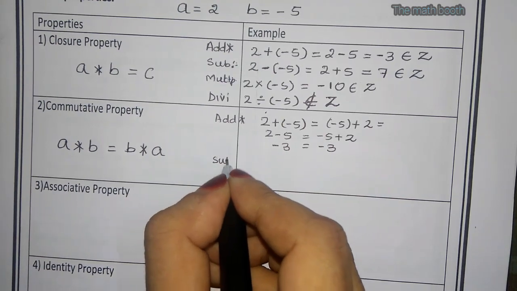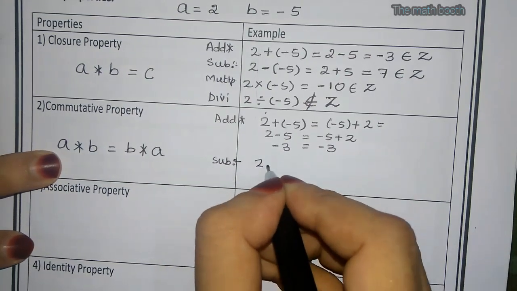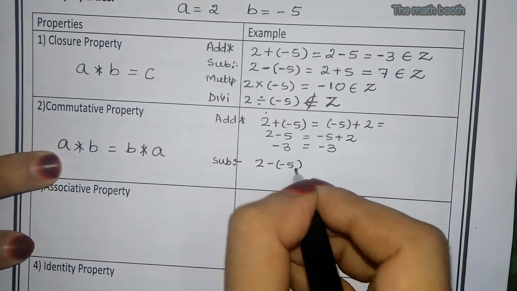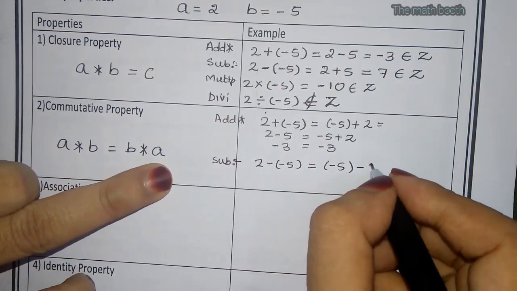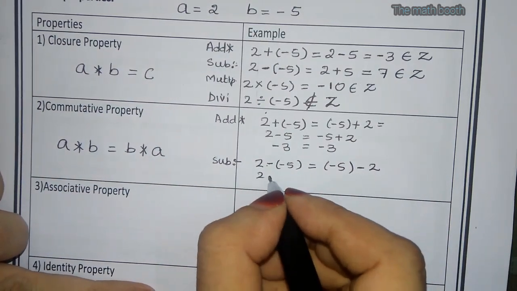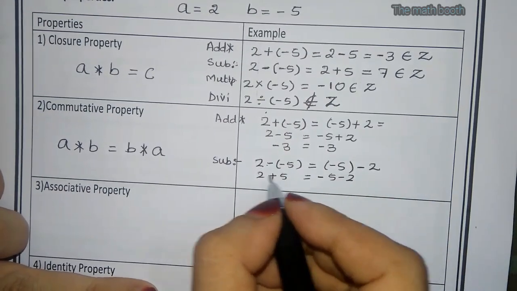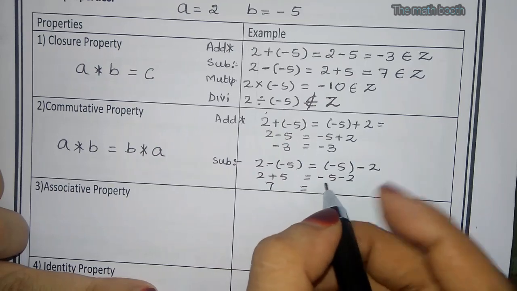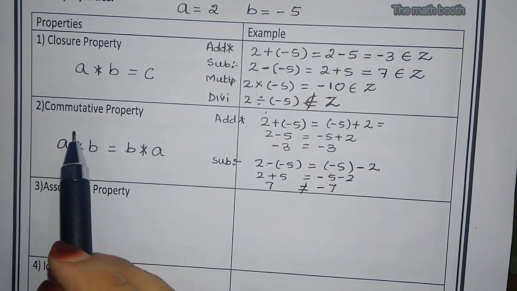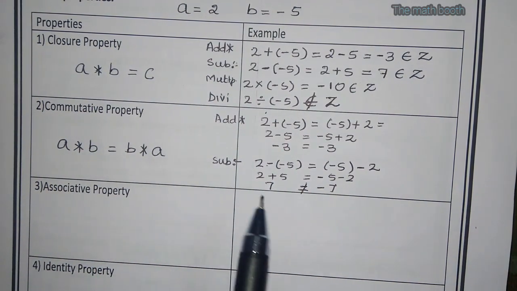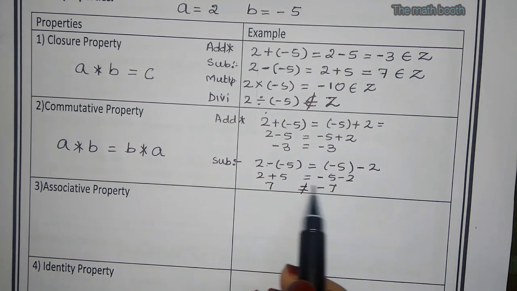Let us go for subtraction. Okay, I'll do subtraction now. A is 2 and B is minus 5. A minus B is equal to B minus A, so 2 minus minus 5 is equal to minus 5 minus 2. Okay, 2 minus minus is plus, so 2 plus 5 is equal to minus 5 minus 2. Here 5 plus 2 is 7, and here it becomes minus 7. They are not equal. So what we can say here is that the commutative property is not closed under subtraction of integers, because both LHS and RHS are different here.